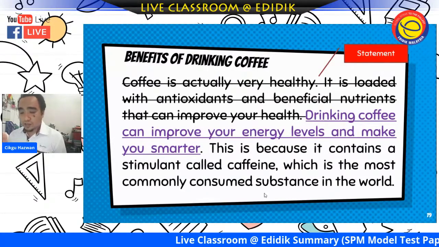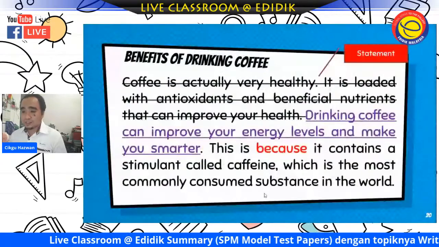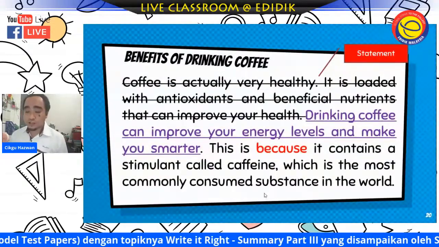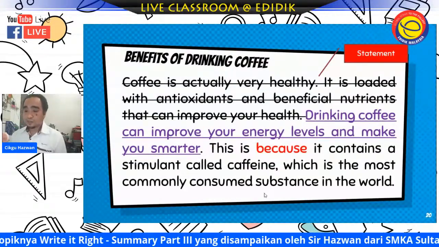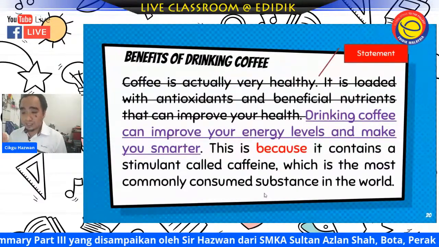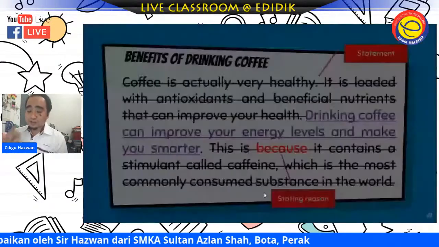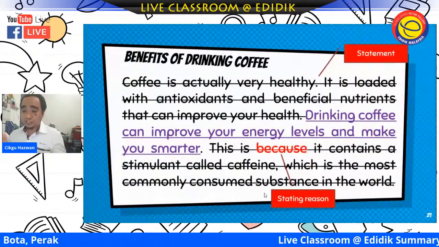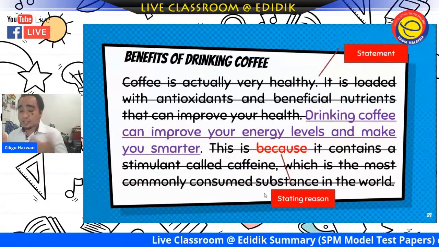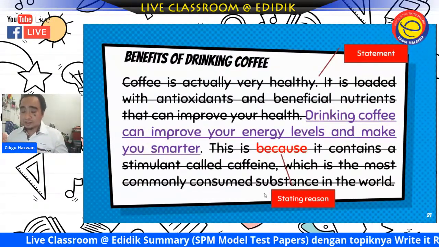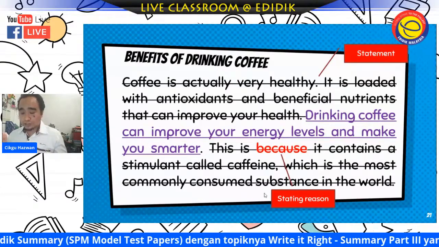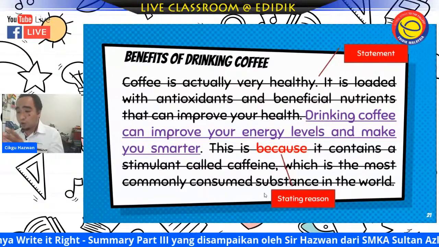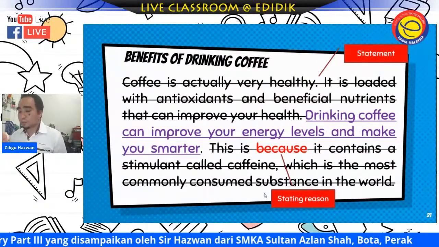And finally, you have the last sentence, which is this is because it contains a stimulant called caffeine, which is the most commonly consumed substance in the world. So I highlighted the word because it states the reason. Okay, so just an explanation of why it can make you smarter and why your energy can be improved. So that's why we omit that particular sentence as well.